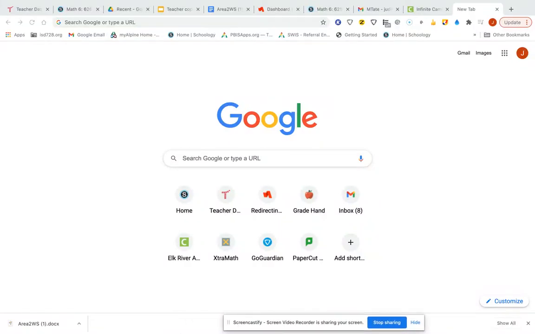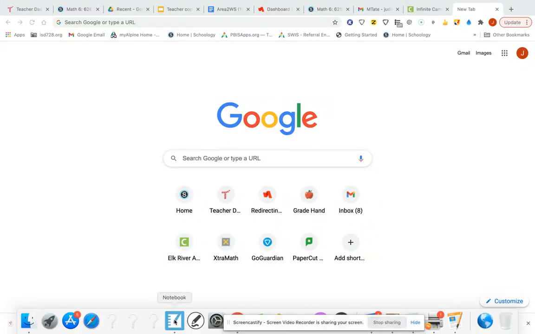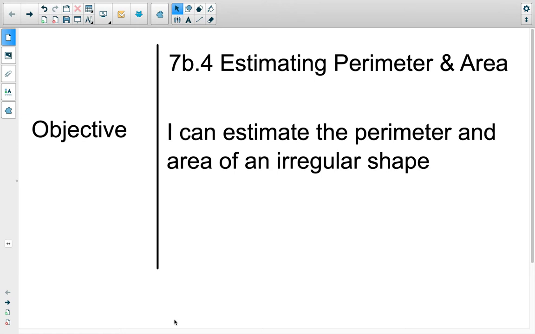Hi, today we're going to talk about finding the perimeter and area of irregular shapes. So if you can turn to the next clean page of your notebook, call it 7B.4, estimating area and perimeter, and write your objective. If you need to pause the video along the way, feel free to do so.